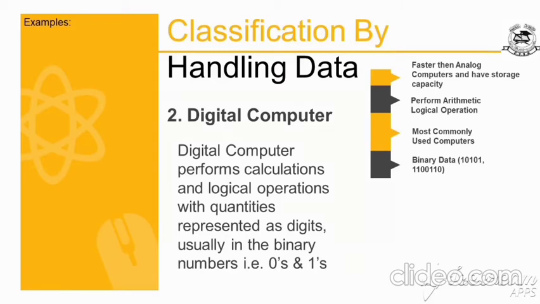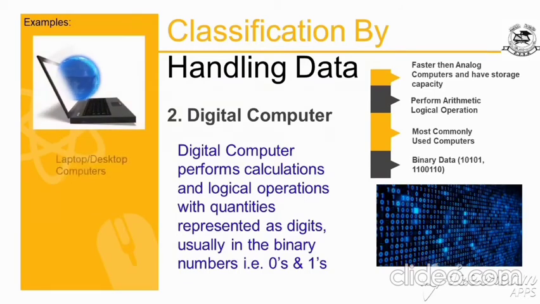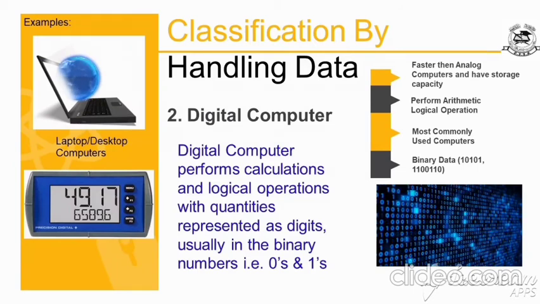The other type of computer in this category is the digital computer. The digital computer performs calculations and logical operations with quantities represented as digits, usually in binary numbers, that is zeros and ones. They are the most commonly used computer these days, like laptop and desktop computers. We may have seen digital meters these days, and digital thermometers are used commonly in today's situation.